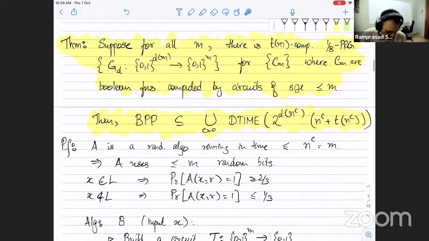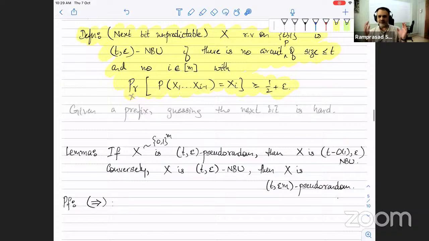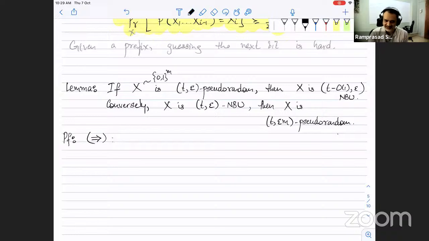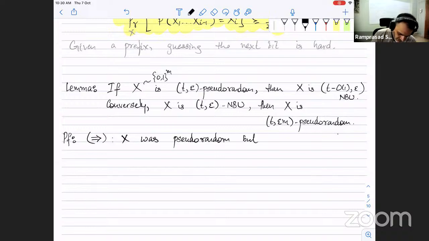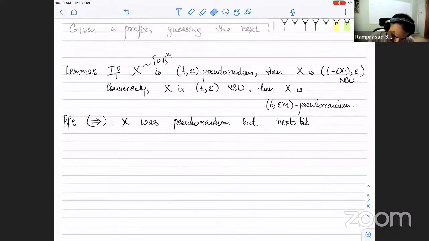Okay. Good. Let's quickly go over what we are doing here, which is that we are trying to show that being pseudorandom and being next bit unpredictable are roughly the same thing. Now, let's see the proof of the forward direction, which should be the more natural thing. So let's say X was pseudorandom, but not next bit unpredictable. I want to say it is not next bit unpredictable, so it is next bit predictable.